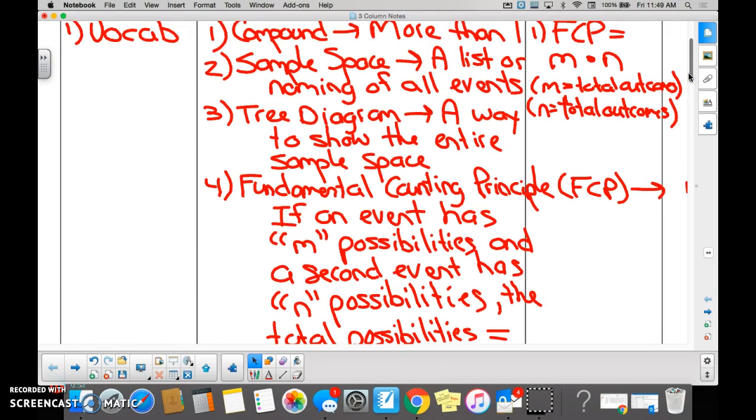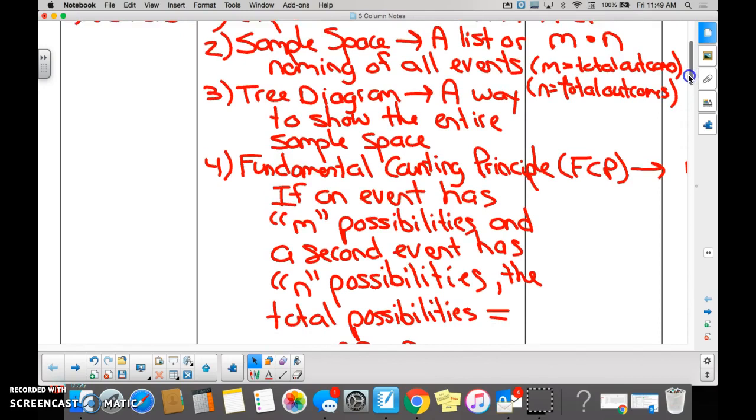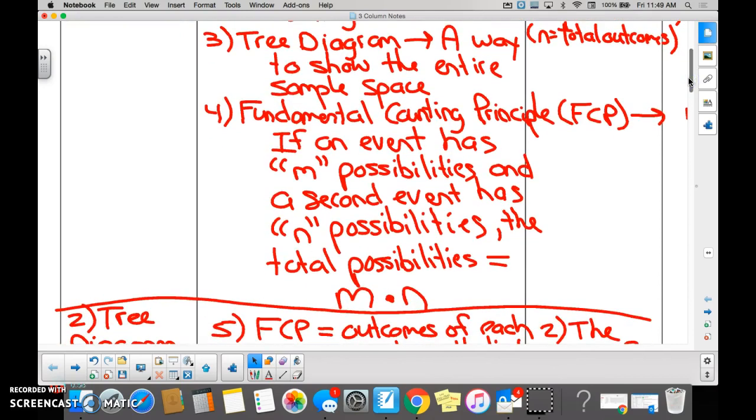Sample space is the second time we've had this word. You name everything in a sample space. A tree diagram. This is what we're learning to make right now. A tree diagram shows what, everybody? It shows the sample space.